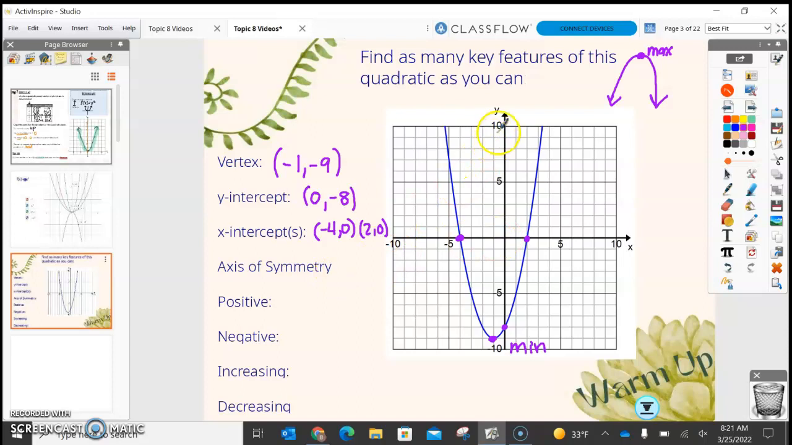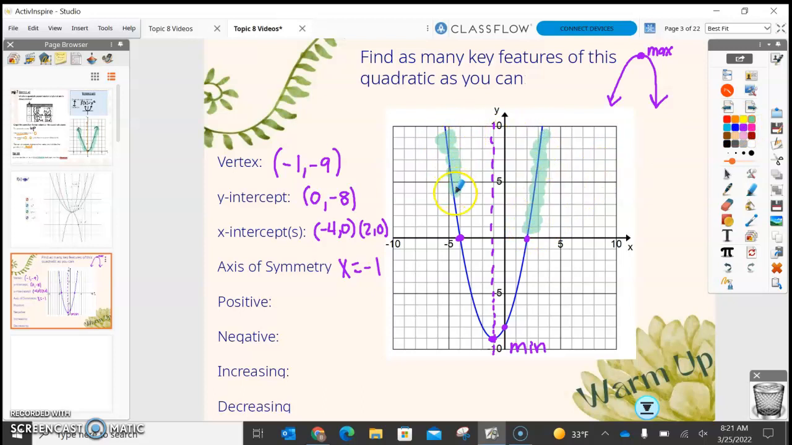The axis of symmetry, the line that would cut the parabola in half, would be here, and we can draw it easily, but it's important to write it as x equals -1. When is the graph positive? This is where I like to think of it as where is the grass growing above the x-axis.